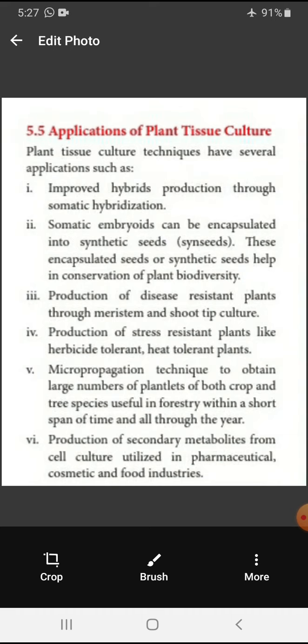Then the third one, production of disease resistant plants. What do you mean by disease resistant plants? For example, virus free plants are produced by apical meristem culture, through meristem and shoot tip culture. Then the fourth point, production of stress resistant plants like herbicide tolerant and heat tolerant plants. Already I told about transgenic plants. Genetically modified plants are called transgenic plants. Through them, we can introduce new varieties like stress resistant ones.